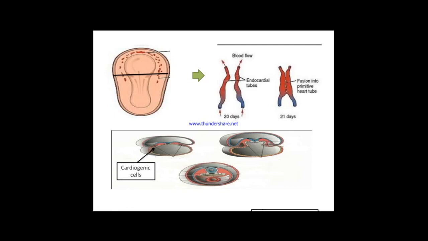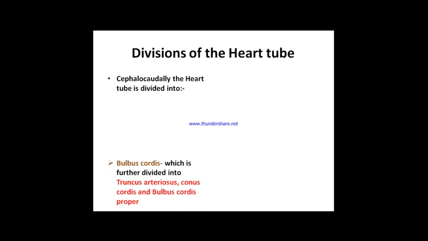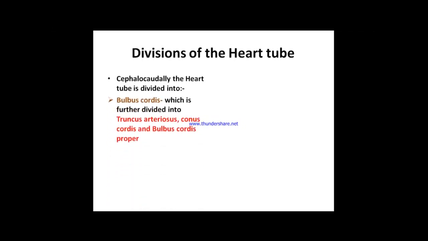So here we have the cardiogenic cells, here we have the two heart tubes, they have joined together to form the single heart tube. Now once these two heart tubes are joined, they are divided into different regions, which later on give rise to different parts of the heart. So cephalocaudally, the heart tube is divided into bulbus cordis, which further divides into truncus arteriosus, conus cordis, and bulbus cordis proper. We will see that later on. Primitive ventricle, then next we have the primitive atrium, then we have the sinus venosus.